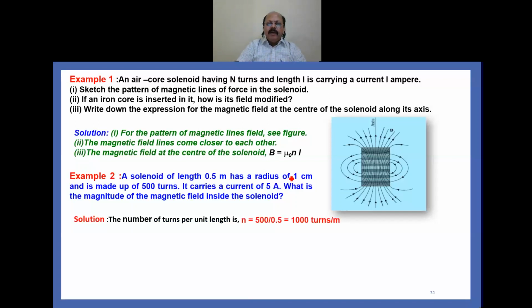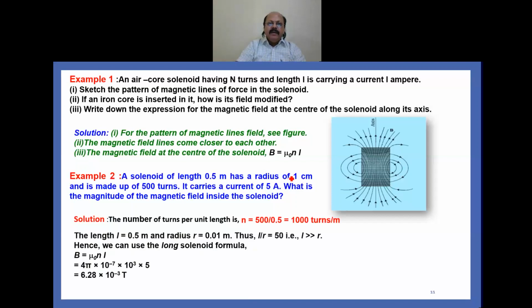Small n, number of turns per unit length, 500 upon 0.5. So 1000 turns per meter. Then, as I already explained, the length is greater than the radius. That's why we have to apply the formula of a long solenoid. So B equal to mu naught n i.